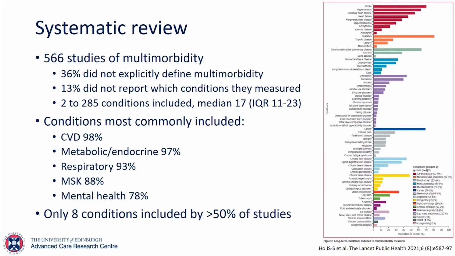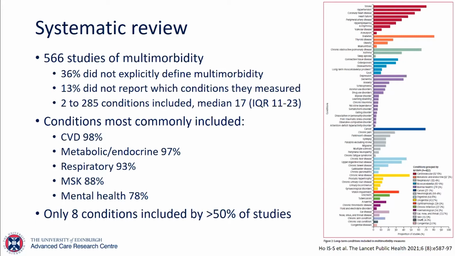13% don't say which conditions they're including. And they include a very wide range, from 2 to 285 conditions. But the median is 17, which isn't that many. And half of studies have between 11 and 23 conditions included, which isn't that many, really, when you think about it.